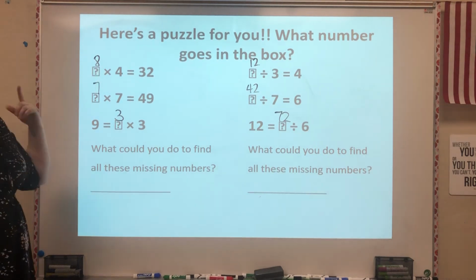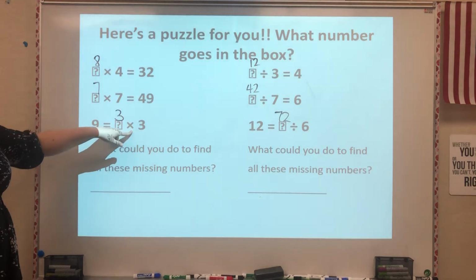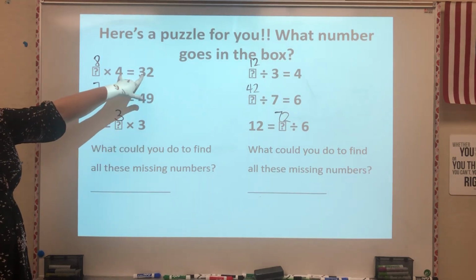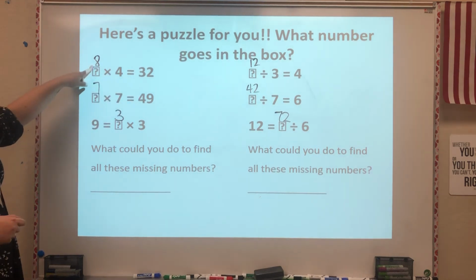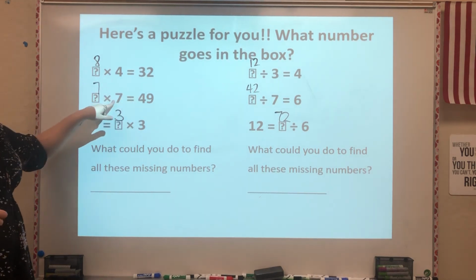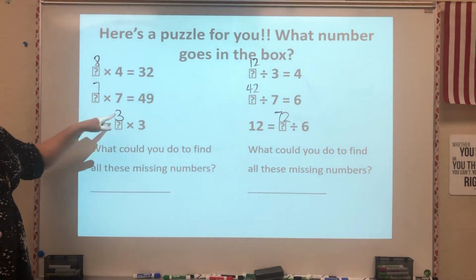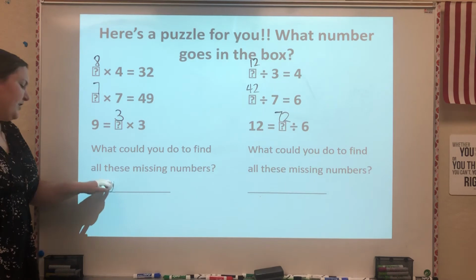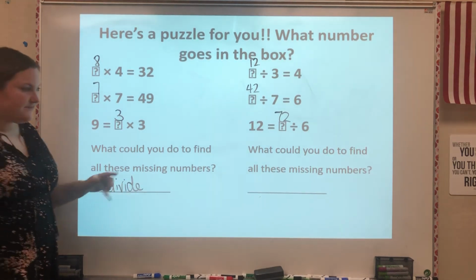Well, similar to before, even though they're all multiplication problems, I could do the opposite. I could divide. I could look at the numbers I do see, divide 32 by 4, and it would give me 8. 49 divided by 7 gives me 7. 9 divided by 3 gives me 3. So we could use division. We could divide to find those missing numbers.